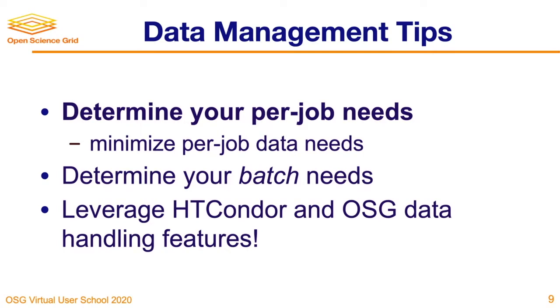Once you determine your per job needs, then scale that up and determine how much your entire batch needs, how many jobs you're going to run simultaneously. Because once you start running all of those at the same time, that output is going to multiply by the number of jobs that you're running. And then once you determine exactly what your data management needs, then you can look at what HTCondor and OSG data handling features will work best for you.